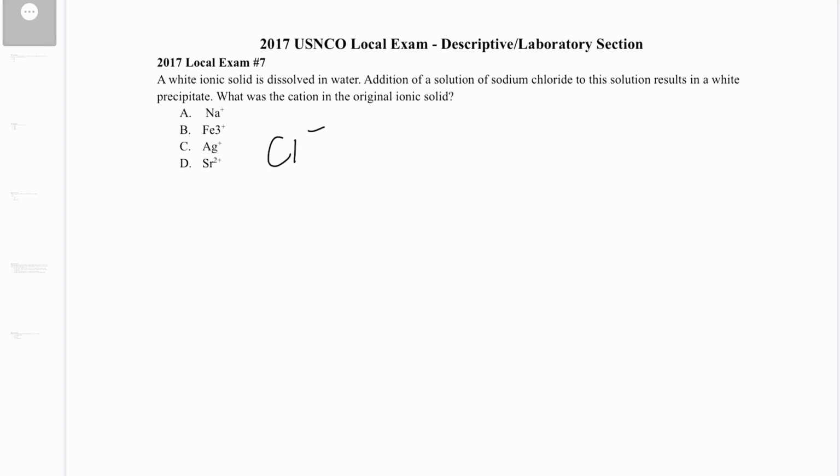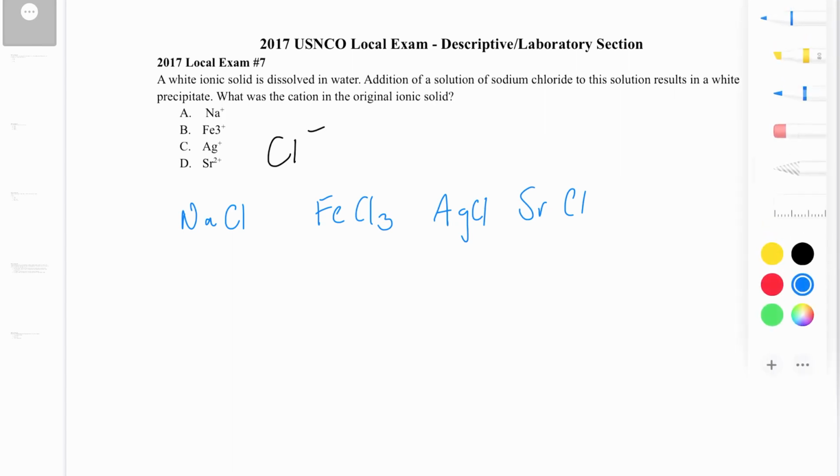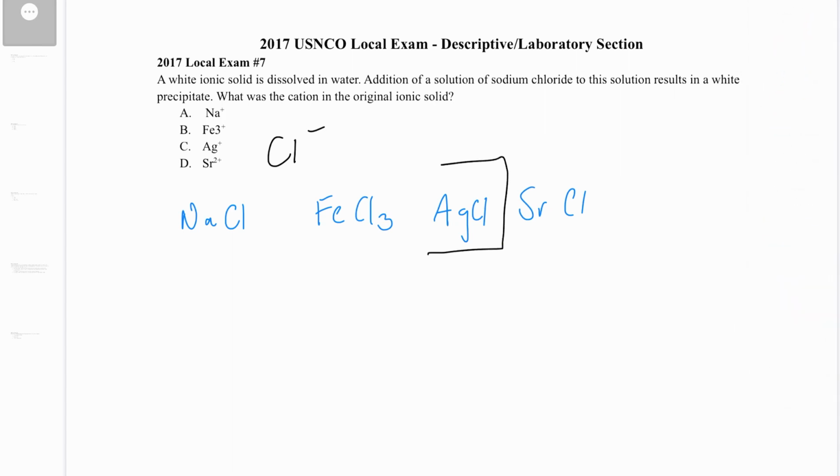So we have to determine which combination of anion and cation are going to be insoluble. We have NaCl, iron chloride, silver chloride, and strontium chloride. Which one of these is going to be insoluble? If you look at your solubility rules for chloride, all chlorides are going to be soluble except for silver, lead, and mercury. The only one that is insoluble in this case is the silver chloride. So our answer is answer choice C.